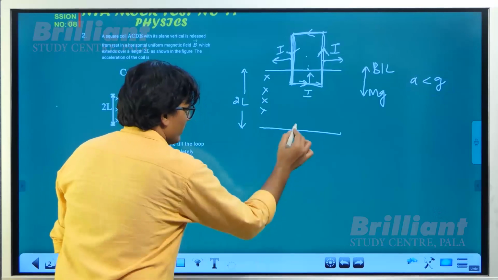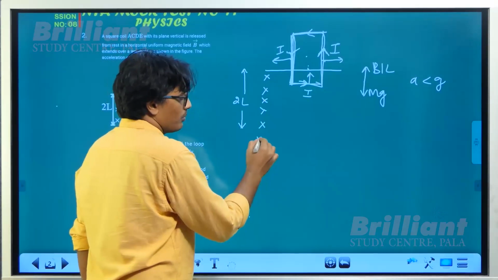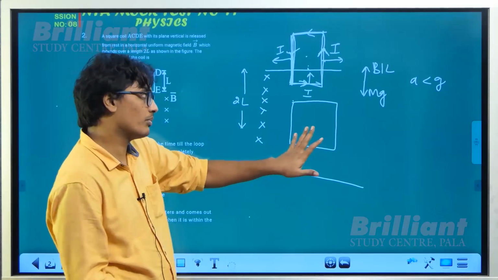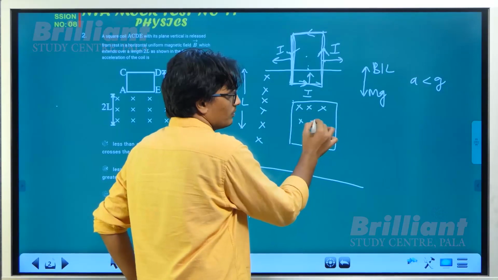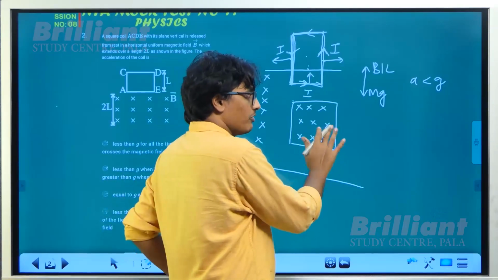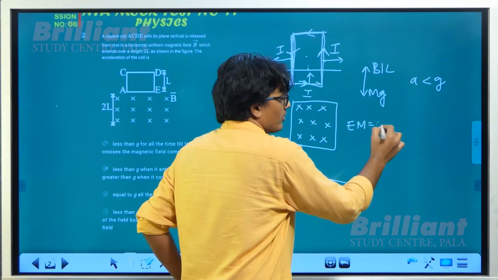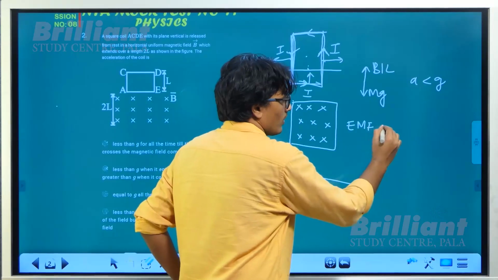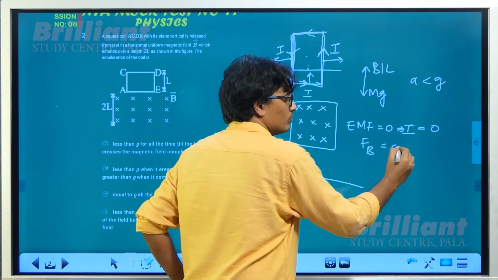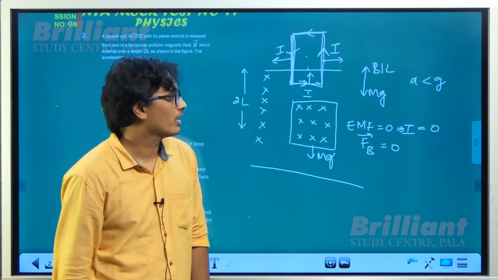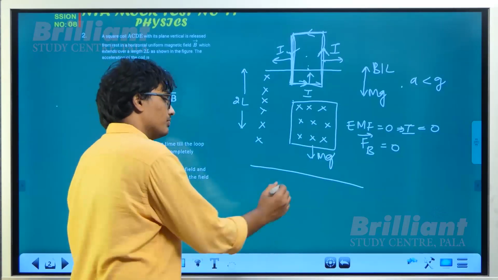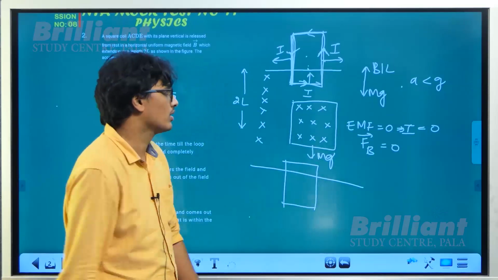Now assume it is completely inside. When it is completely inside, flux in this is constant. The flux is not changing. If flux is not changing, EMF is 0. If EMF is 0, current is 0. So the magnetic force is 0, and there is only mg. So initially acceleration is less than g. Then acceleration becomes g.